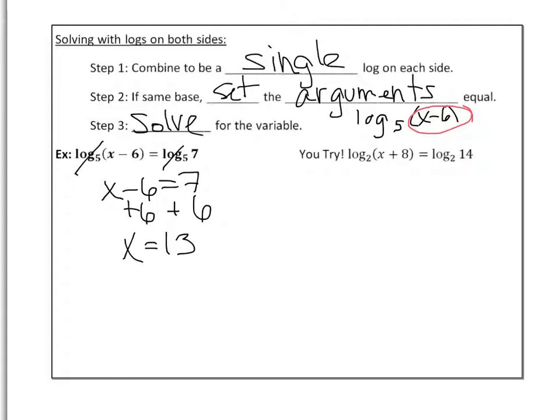So here again, the two things you should have looked for is there's 1 log on this side, only 1 on this side, so that part's good. Both logs have a base of 2, so I can cross the logs out, and I'm left with x plus 8 equals 14. Subtract 8, so you should have gotten x equals 6.